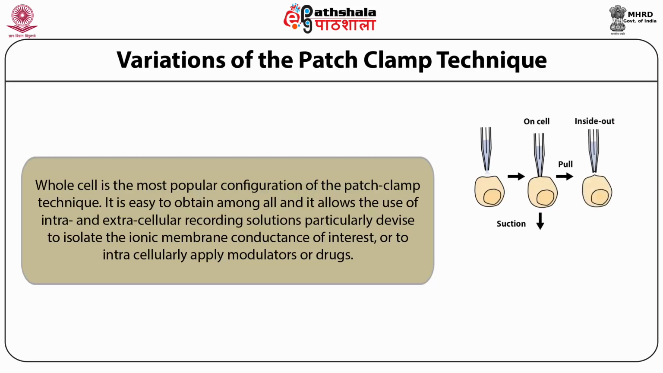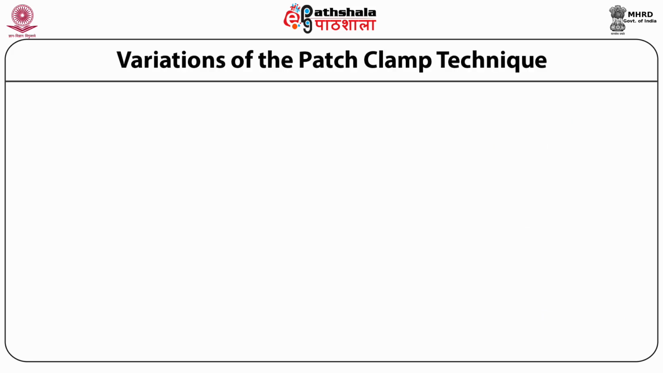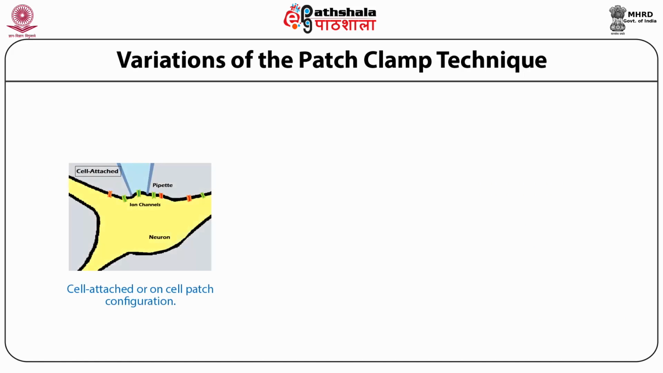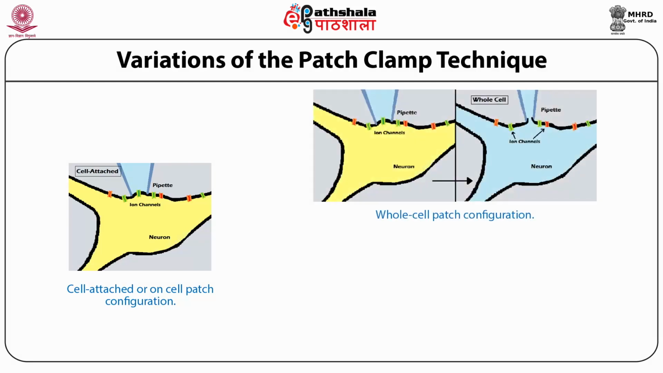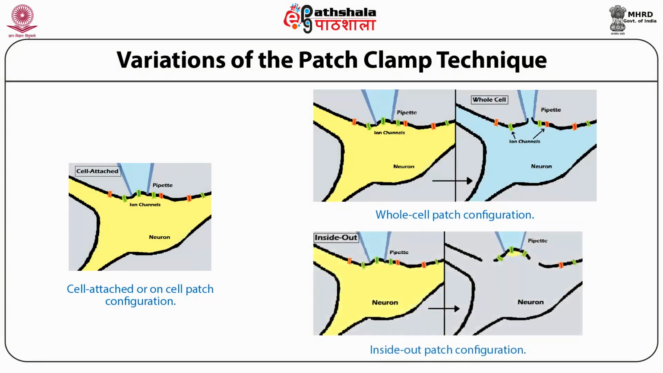In this figure, you can see how the whole cell configuration or the outside out patch configuration can be obtained. This diagram is showing the cell attached or on cell patch configuration, the next one is showing the whole cell patch configuration, and the third one is showing the inside out patch configuration.